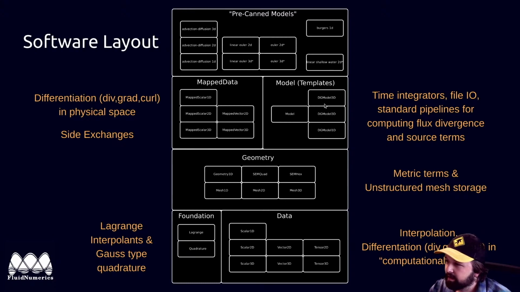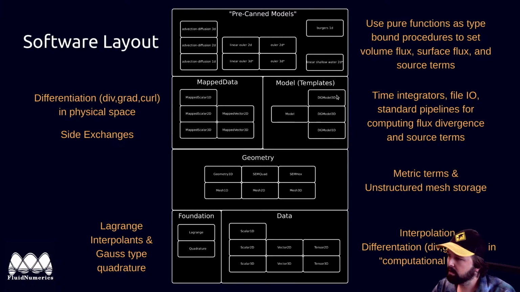Now, in each dimension we have, and I realize there's a typo here, DG model 1D, DG model 2D, and DG model 3D. In each of those, we have standardized pipelines for going through and calculating flux divergence, as well as filling in the source terms, so that ultimately when you want to build your model, all you have to provide me is very, very simple, pure Fortran functions that take in the solution state and the solution state gradient and spit out the flux, the Riemann flux, etc. So we'll take a look at that when we look at code here in a minute.